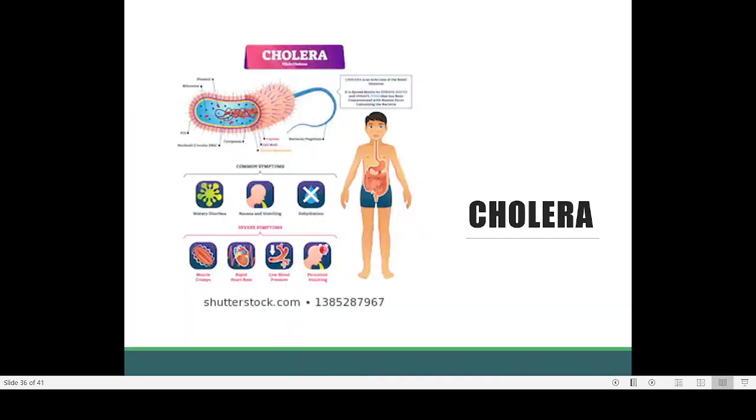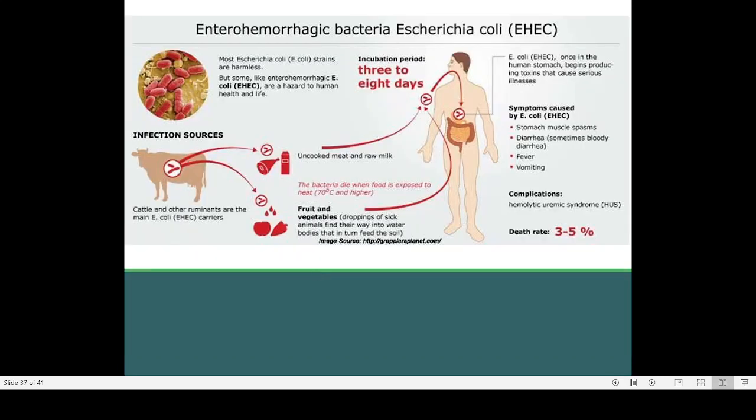Then here also you can see how cholera is spreading and how cholera can be affecting the person. This is the diagram of a cholera bacteria. So here you can see the different types of symptoms and the organs which are usually affected by cholera. Then here is another case of infection, a diagram showing the infection of E. coli.